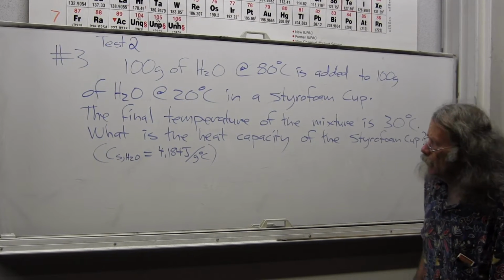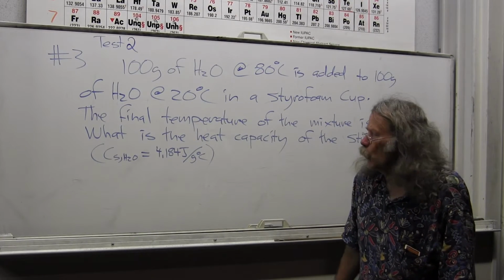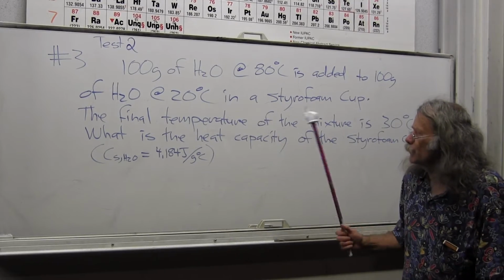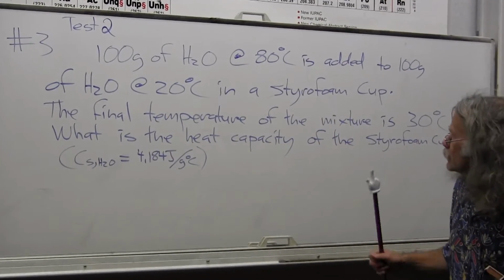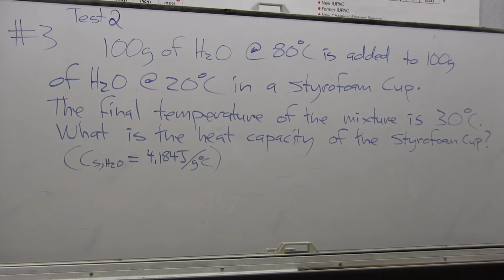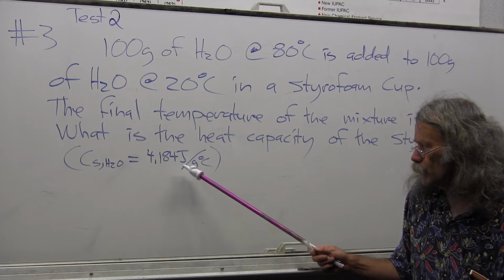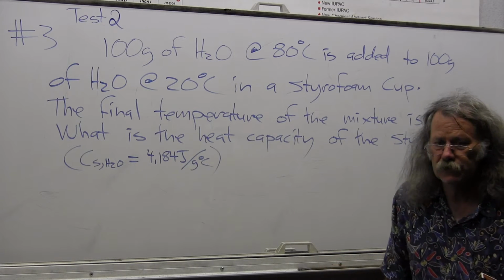This is test number 2, question number 3 on the practice test, and the question is: 100 grams of water at 80 degrees Celsius is added to 100 grams of water at 20 degrees Celsius in a styrofoam cup. The final temperature of the mixture is 30 degrees Celsius, and the question is, what is the heat capacity of the styrofoam cup? And you're given that the specific heat of water is 4.184 joules per gram degree Celsius.